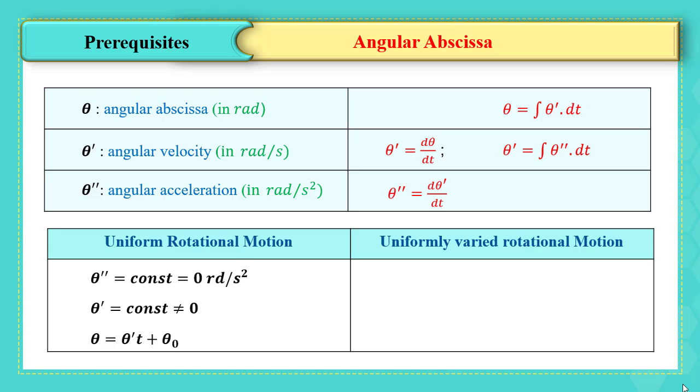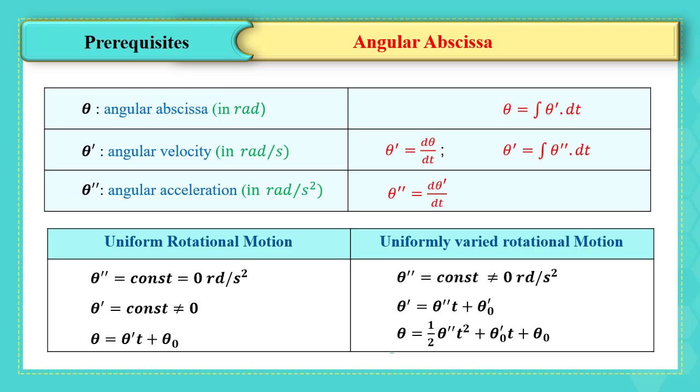What about the uniformly varied rotational motion? Also, we know that theta double prime is a non-zero constant. The integration of this constant is given by theta double prime t plus theta prime 0, which is the angular velocity at t equals 0. Finally, if we integrate theta prime, we will have half theta double prime t squared plus theta prime 0 t plus theta 0. We are done with the prerequisites.